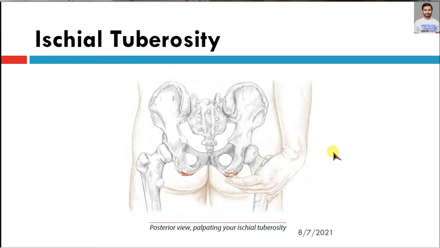The ischial tuberosity lies deep to the gluteal muscles and it can be accessed from these gluteal creases.